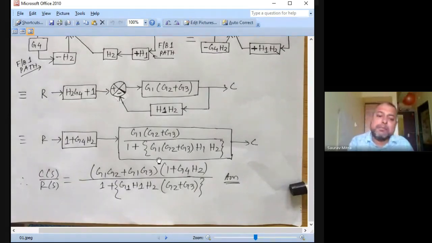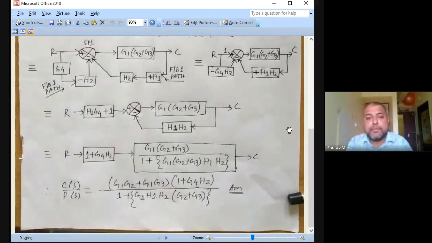This is the feed forward path multiplied by the closed loop transfer function of the feedback path. That is G1 G2 plus G1 G3 divided by 1 plus G1 H1 H2, so G1 H1 H2 multiplied by G2 plus G3. So there is a numerical. Please understand it very perfectly, and you can practice it from time to time. This is mainly important. I'm giving you all the numericals, and you have to practice them from time to time.